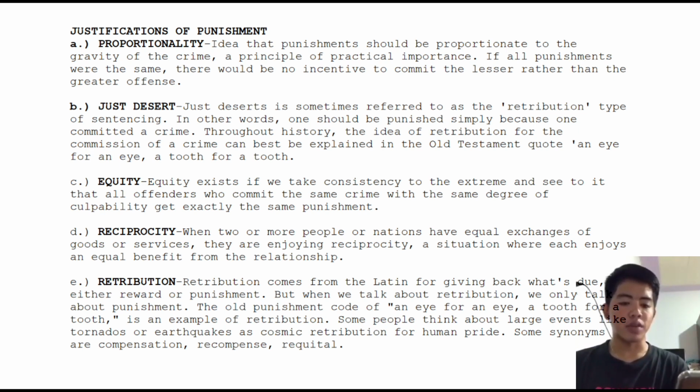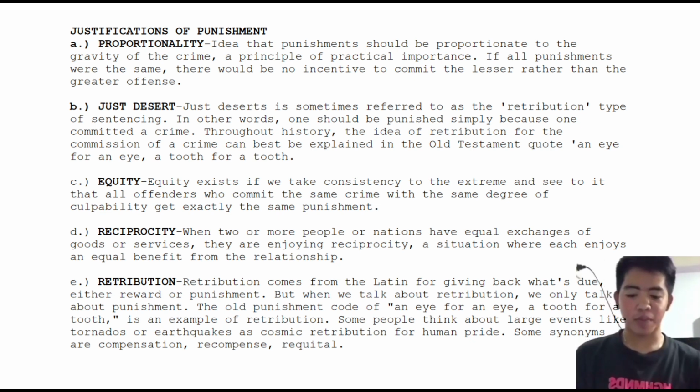Next is equality. There should be fairness even when they commit a sin. All offenders who commit crime with the same degree of culpability should get the same punishment. It is punishment that fits the crime they did. Last is retribution. This punishment has similarities to the first one too, because it says that the punishment should be proportional to the wrong committed and is focused on the punishment of the lawbreaker and the compensation of the victim.